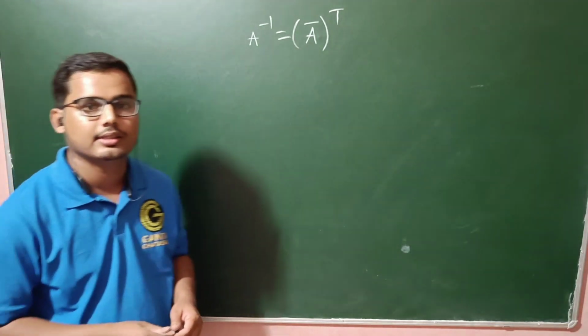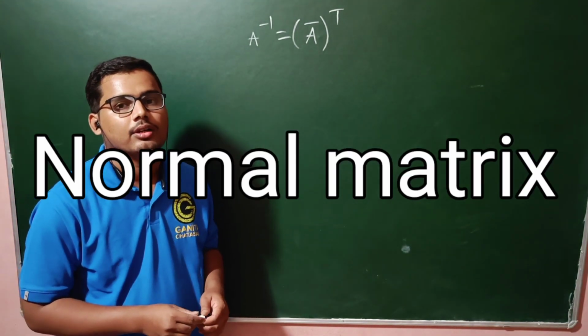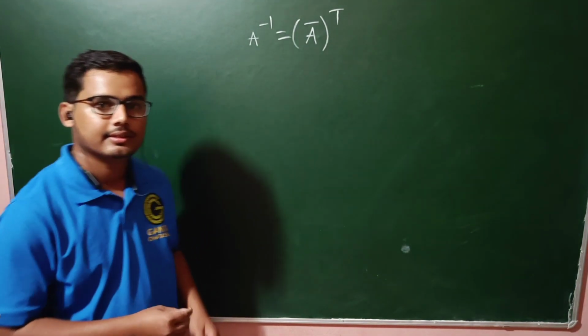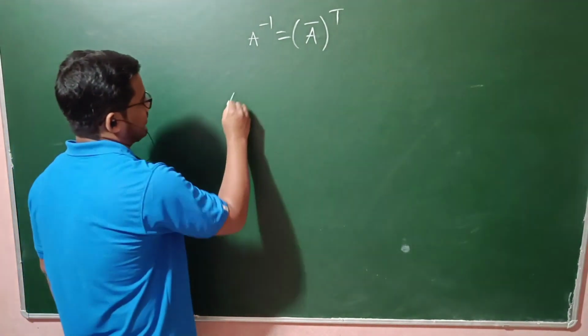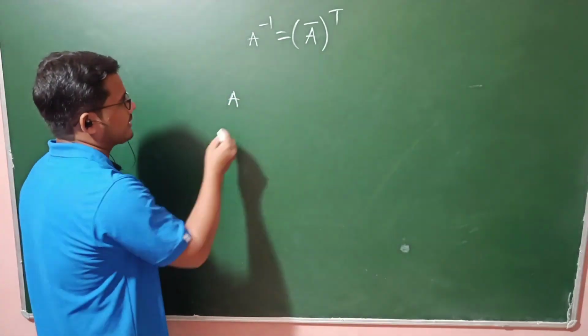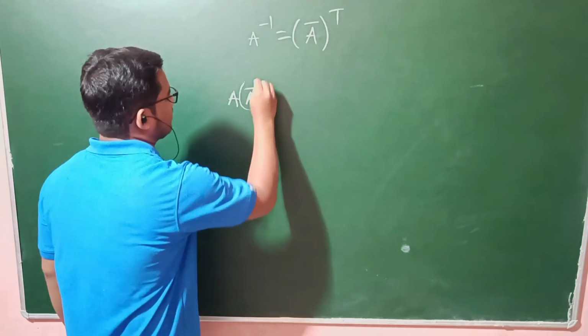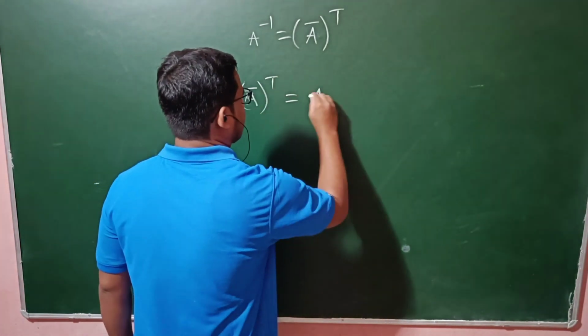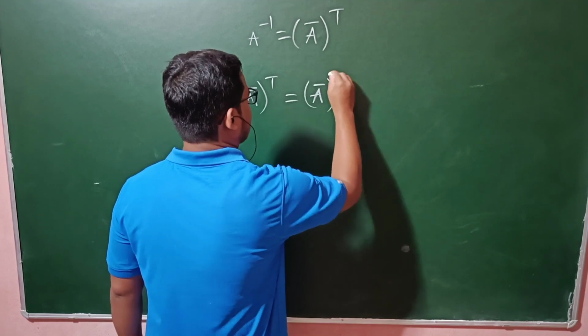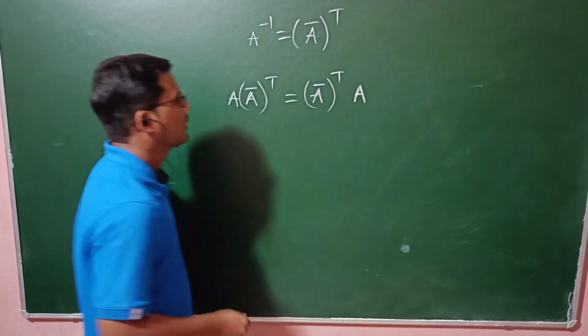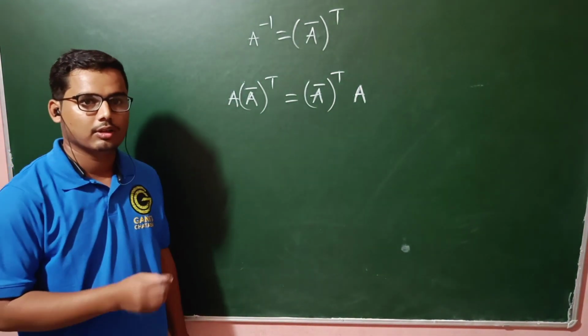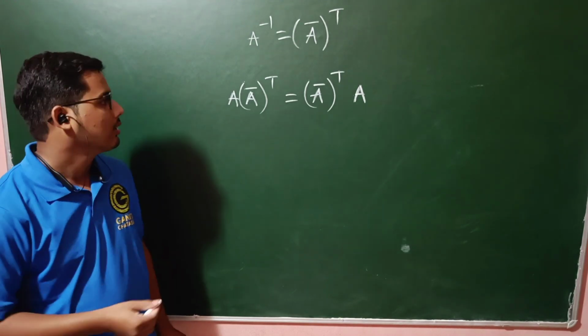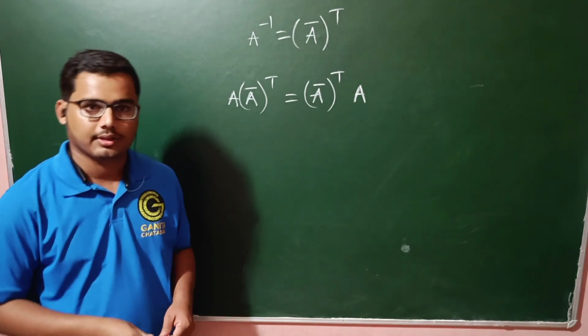Then the last one is a normal matrix. What is a normal matrix? Suppose A is a matrix. If A into A star equals A star into A, then the matrix will be called a normal matrix. Okay, thank you.